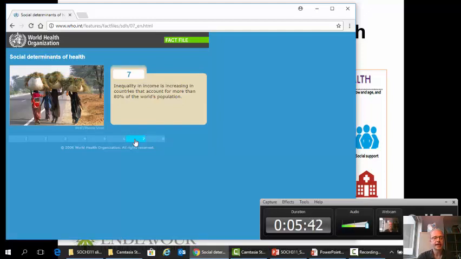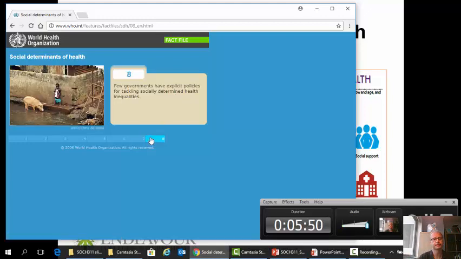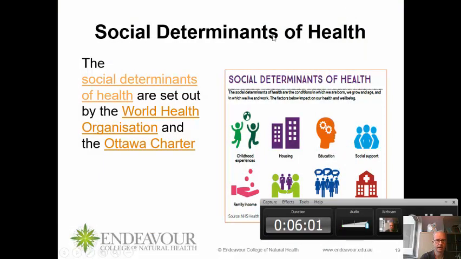Inequality in income is increasing in countries that account for more than 80% of the world's population. So within those countries themselves, the gap between the rich and the poor is increasing. And few governments have explicit policies for tackling socially determined health inequalities. So some really important points there from the World Health Organization.